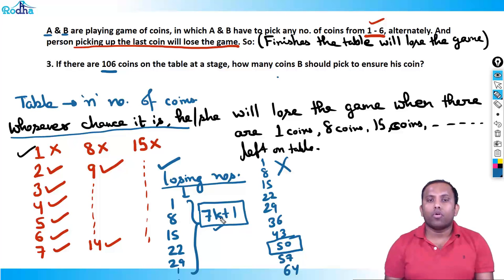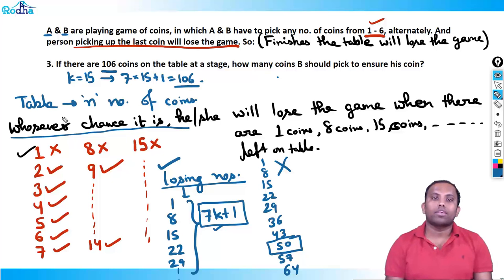Around k equal to 14 will give me 98 plus 1, 99. K equal to 15, right? So around k in this series, by putting k equal to 15, I'll reach closer to 106. If I put k equal to 15 here, 7 into 15 plus 1 becomes 106. Right? So if there are 106 coins on the table at a stage, and again it is the chance of B, how many coins should be picked to ensure his win?